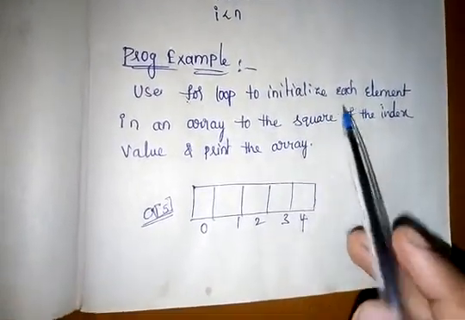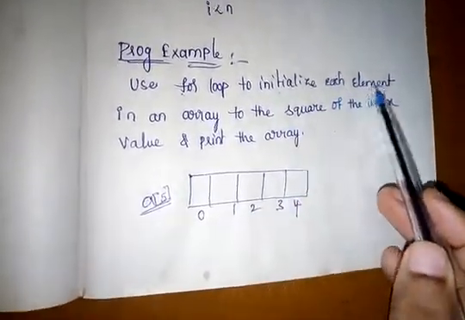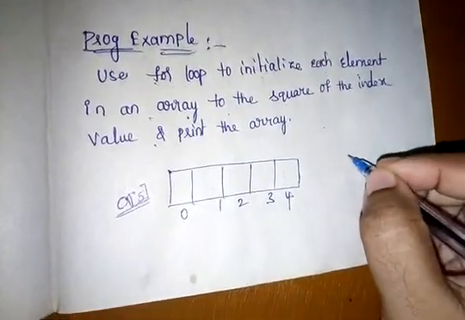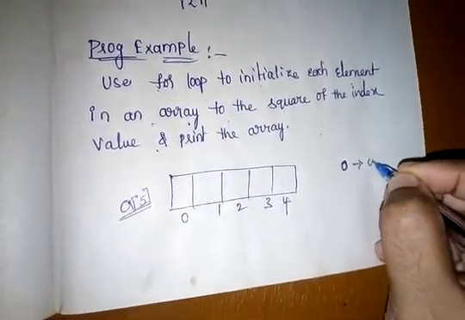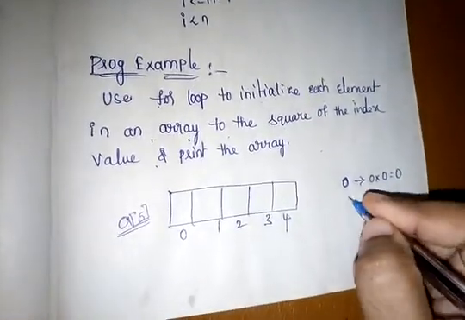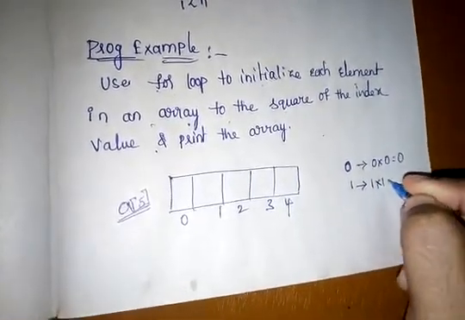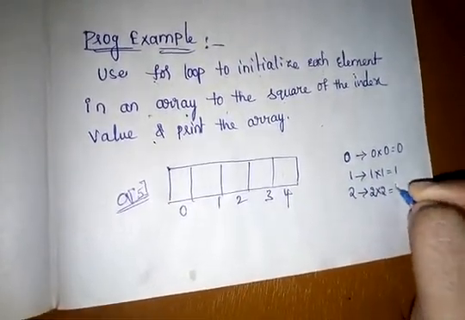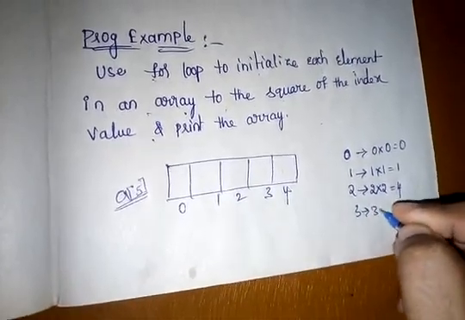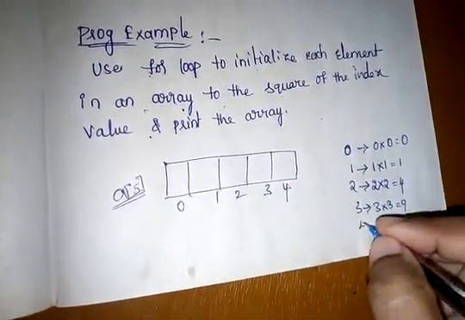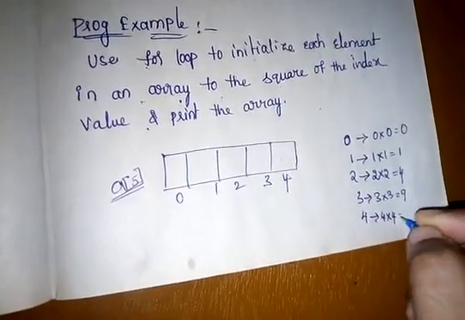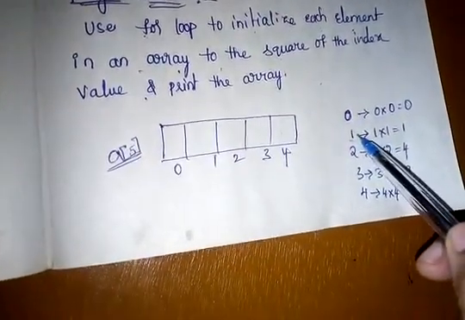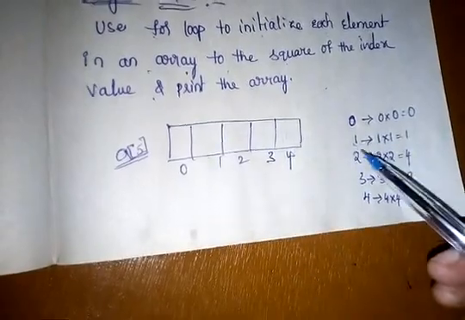So what is asked in the question is to initialize each element in an array to the square of the index value. That is, if the index is 0, then that value should be 0 into 0. If it is 1, that value should be 1 into 1. If it is 2, that value should be 2 square, 2 into 2, that is 4. If it is 3, 3 into 3, that is 9. 4, 4 square is 16. So likewise, whichever the index is, that particular value should be filled with its square.